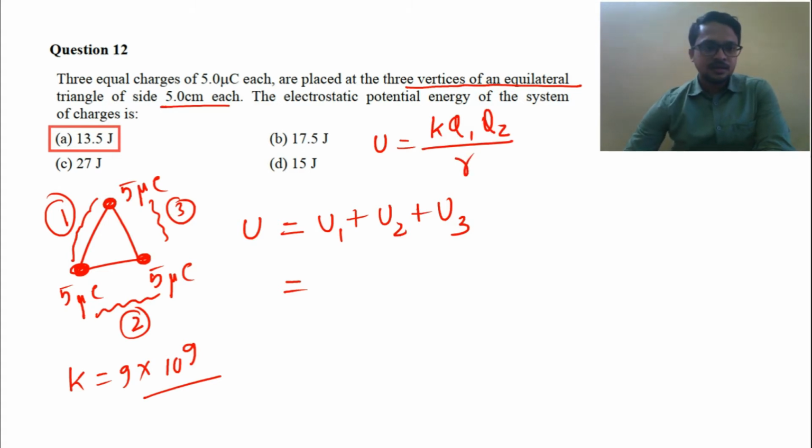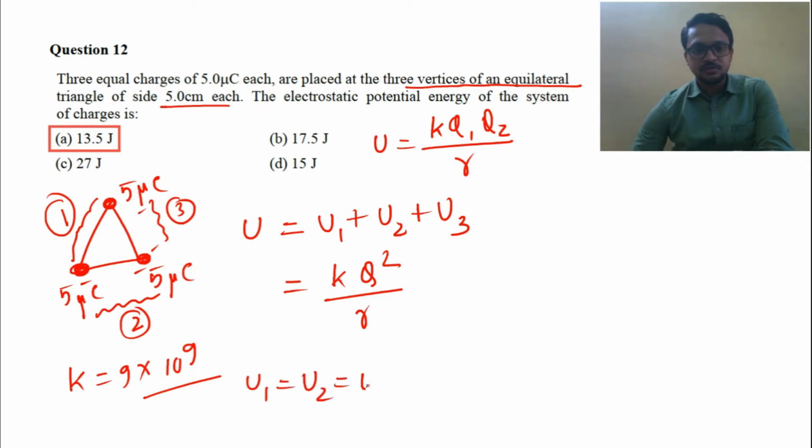Now look, Q1 and Q2 are the same for the first, the second and the third, so their values are the same. So for one potential energy it will be K Q into Q, so Q square by R, where R is the length of the side, which is also the same for all three. So we are getting U1 equal to U2 equal to U3. That means if we multiply this quantity by 3, we will get our answer.